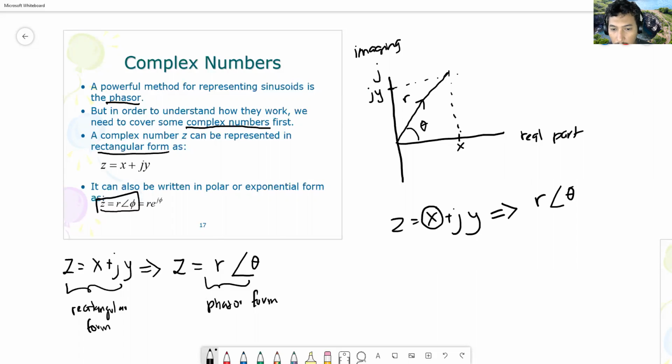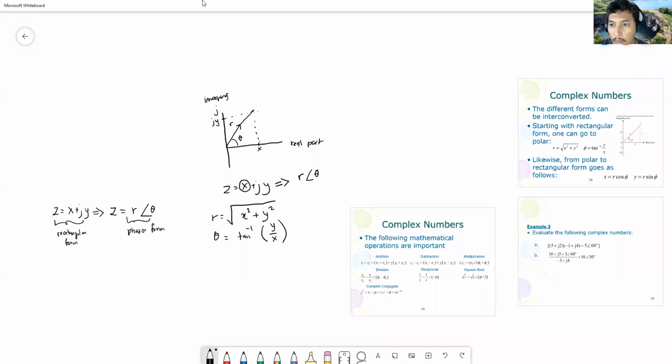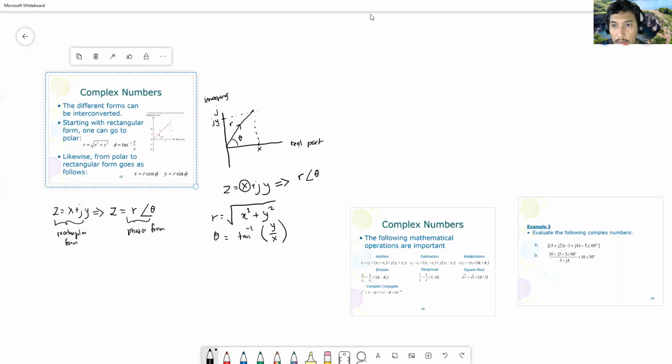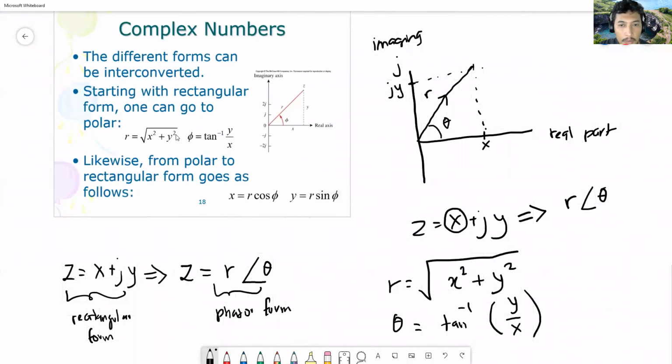Based on Pythagoras representation, this r can be calculated by using this formula, the square root of x squared plus y squared, and the angle theta can be represented as the inverse tangent of y over x. This has been shown in the slide here. The value of this one is r, and this is your x, the real axis, real part, and this is your y. The intersection between these two parts gives you the magnitude of the phasor.